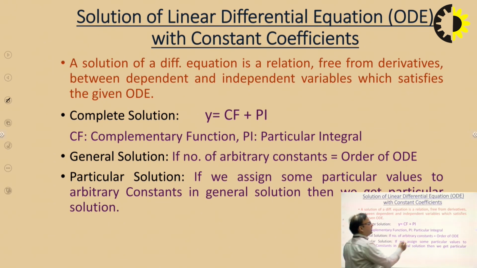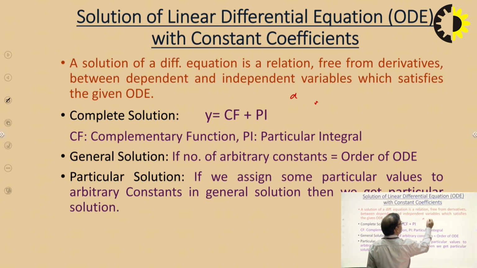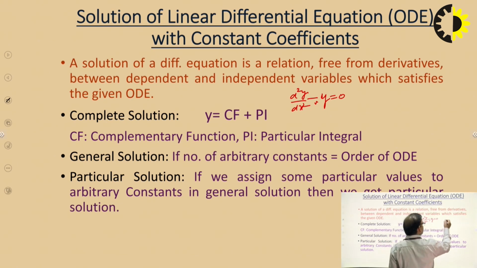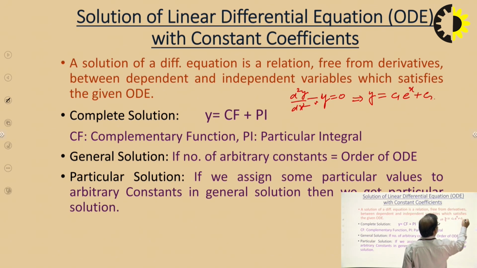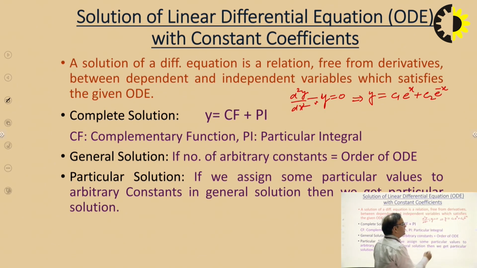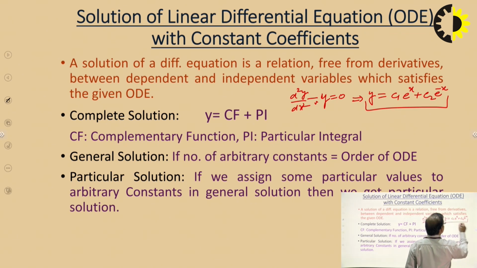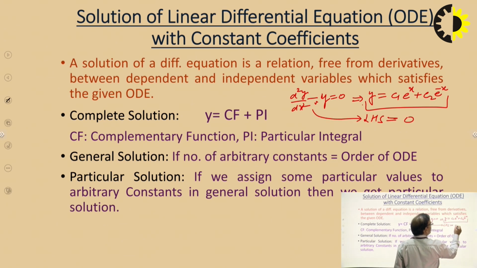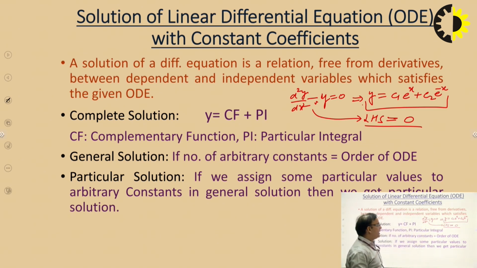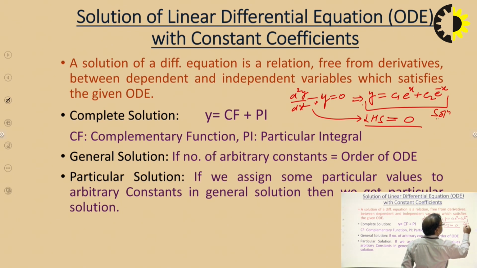Like if we write an example, suppose we have d²y/dx² minus y is equal to 0. Then the solution of this will be y is equal to, if we solve this equation, then we will get plus minus 1, and the solution will be c1 e^x plus c2 e^(-x). If we substitute this expression in the LHS of this equation, then the result will be 0. So this will satisfy the given equation, and this is why we call it the solution of this equation.